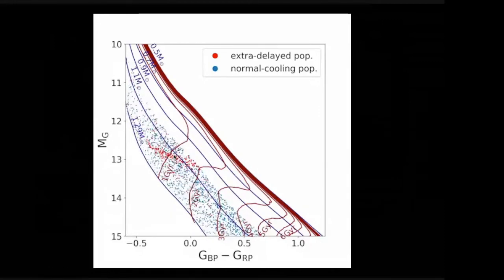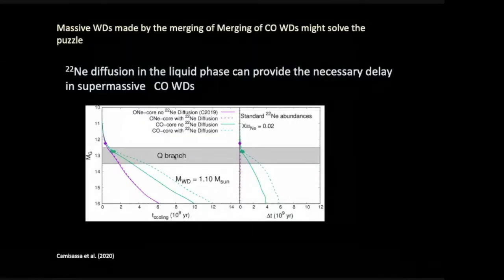And one solution is that probably it's neon diffusion. But to delay the cooling time by so much, you need a carbon oxygen core, not an oxygen neon core, because in an oxygen neon core, the neon diffusion doesn't do much. So you need very massive carbon oxygen white dwarfs. That means you need merging. You don't usually make carbon oxygen white dwarfs with mass above one solar mass from single star evolution.